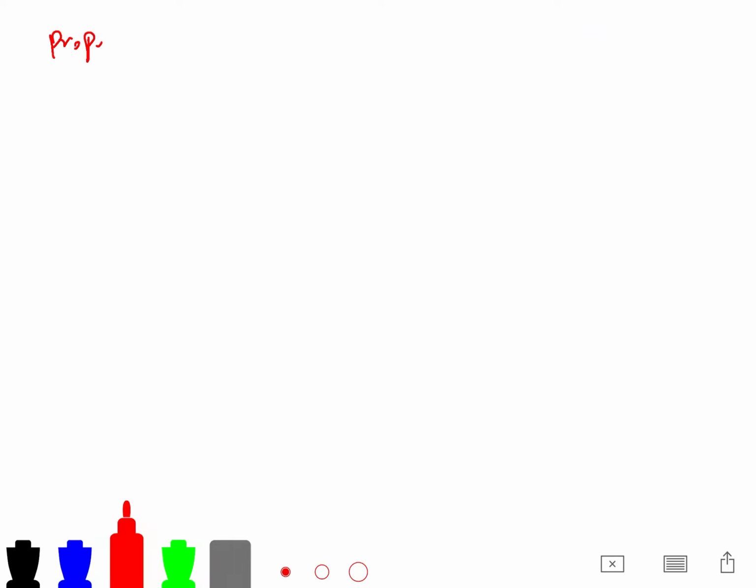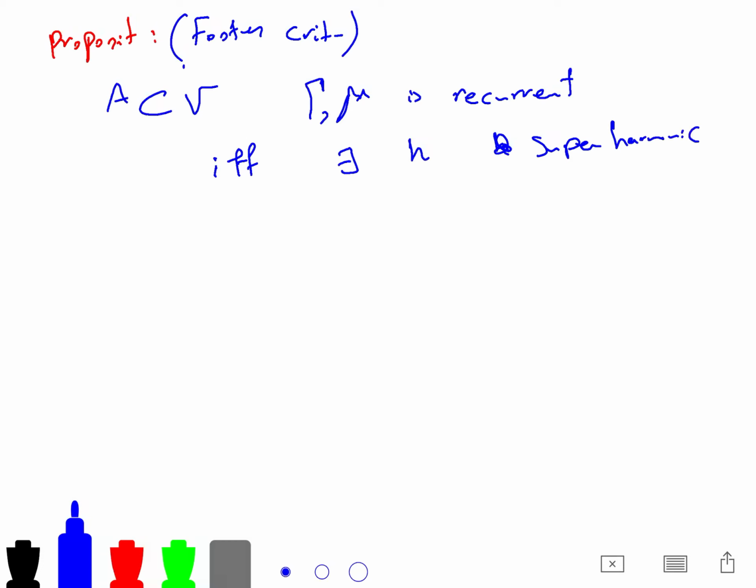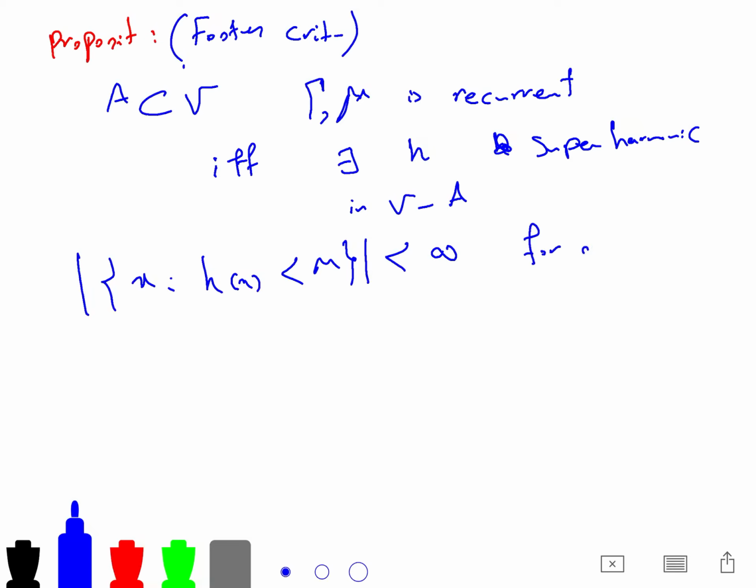Let's talk about a proposition by an Irish engineer. His name is Gordon Foster. That's why we call it Foster criterion. It says that if A, a subset of V, is finite, then the chain (gamma, mu) is recurrent if and only if there exists a non-empty function h which is superharmonic in V minus A, and satisfies that the cardinality of all x for which h of x is less than m is less than infinity for all m.